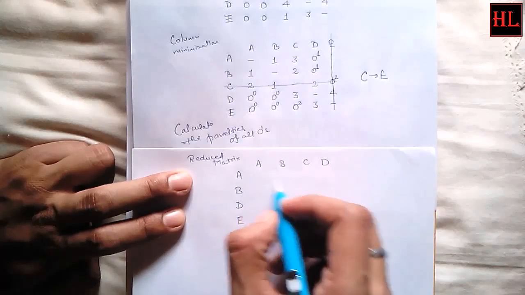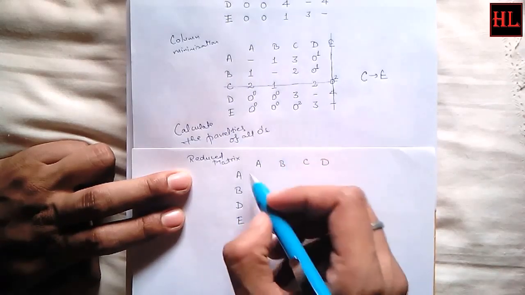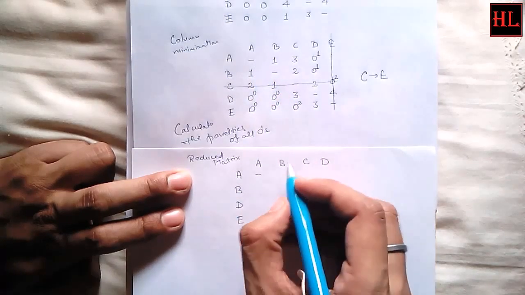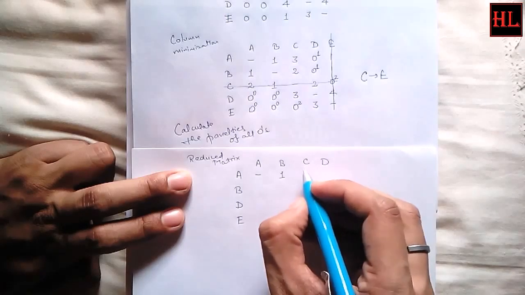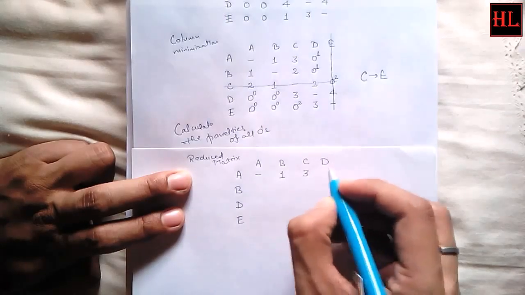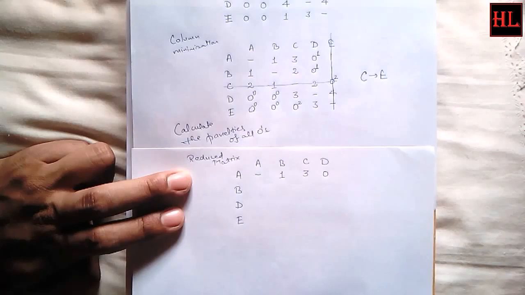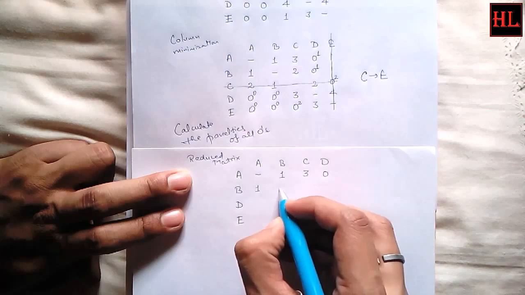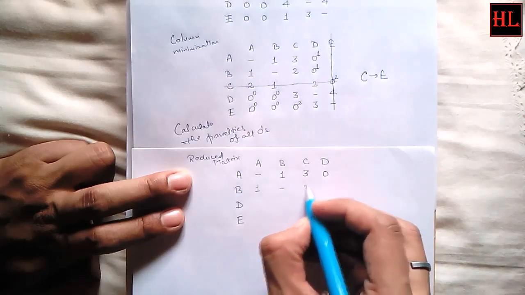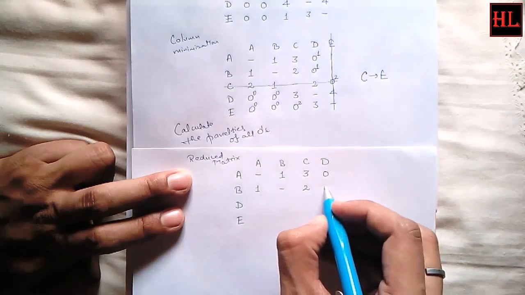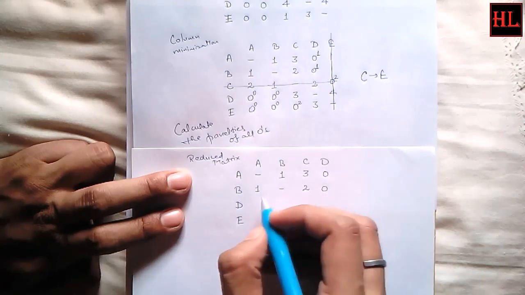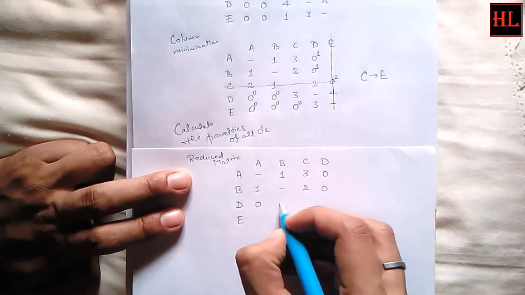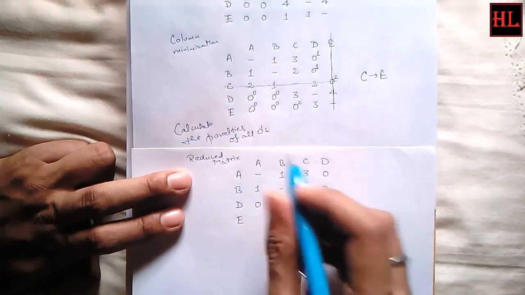Now we'll write the values in this matrix. From A to A we'll put a dash here, from A to B it is 1, from A to C it is 3 and from A to D it is 0. From B to A it is 1, from B to B it is dash, from B to C it is 0, and from B to D it is 0. Now in the D row the values will be 0, 0, 3 and dash.